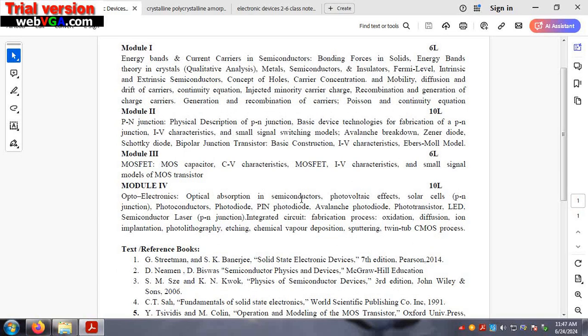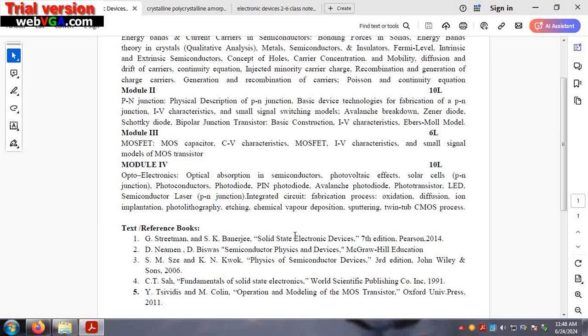Module 4 is focused on two sections. First one, that is optoelectronic devices, and second one, that is IC fabrication. Under this optoelectronics, you have to learn the optical absorption in semiconductor, photovoltaic effect, solar cell, photoconductor, photodiodes, twin photodiodes, avalanche photodiode, phototransistor, LED, laser, and then the IC fabrication technique.